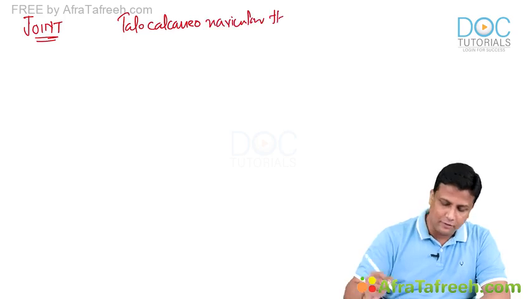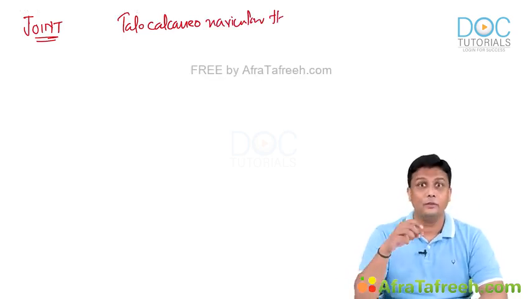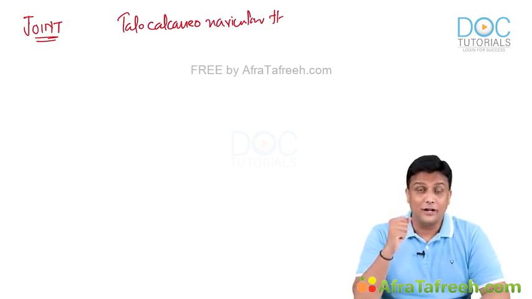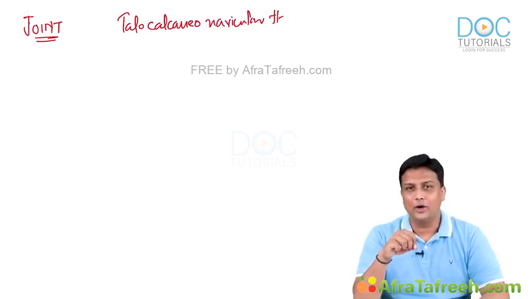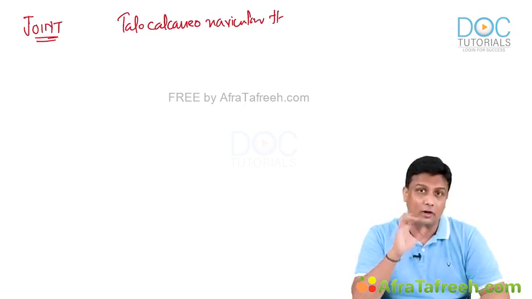Now, not only the name of the joint, guys, you actually have to even remember the subtype of this one, and that is also something interesting here. Why? Because talo-calcaneo-navicular joint is actually one of the examples of ball and socket joint.